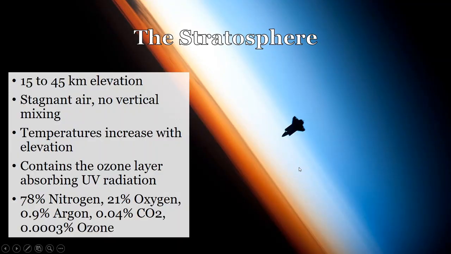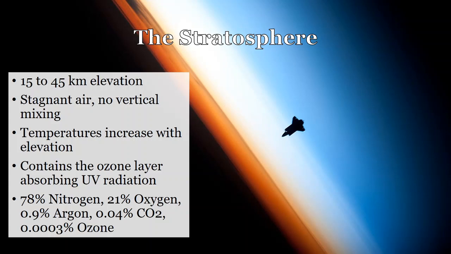That's very different than the stratosphere, which is the next layer above the troposphere in the atmosphere. And it extends about 15 kilometers to 45 kilometers in elevation. The stratosphere is very stagnant. There's not a lot of wind, almost no vertical mixing at all. So air that's there just kind of stays in place. The temperature, unlike in the troposphere, increases with elevation. So the coldest region of the stratosphere is the lower area of the stratosphere. And as you go higher up, then you get to warmer temperatures.